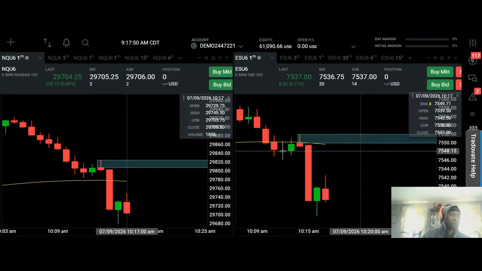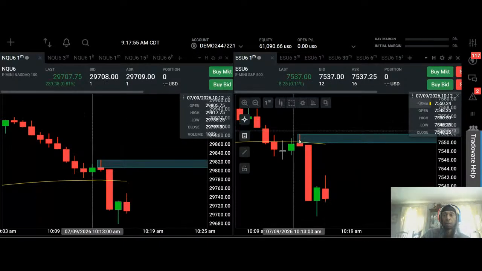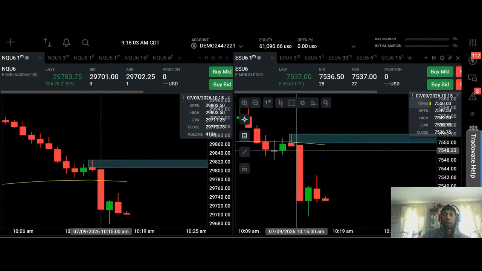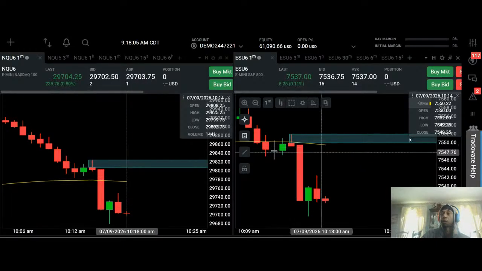That's only if it comes back up though. It's got to come back up. It's got to come back up to the 1014. Yeah, the 1014. That's the bare minimum. It has to come back up here in order for me to take a sale.